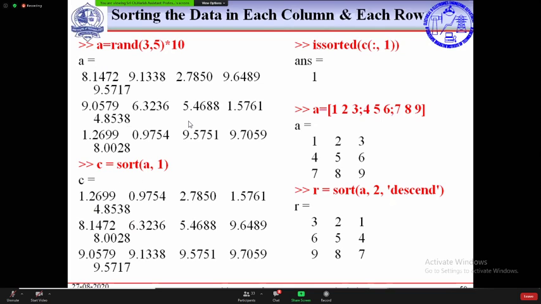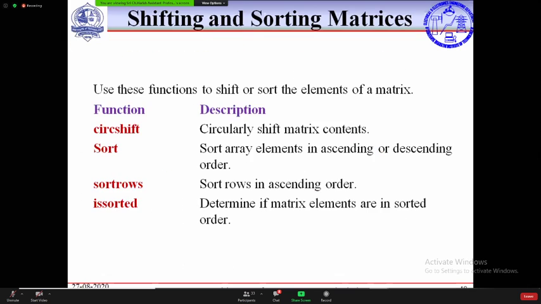Now we are asking for sorting. What is the meaning of sort? Sort is nothing but keeping the values in ascending order or descending order. Do you remember that command? Sort array elements in an ascending or descending order. Is it clear or not?